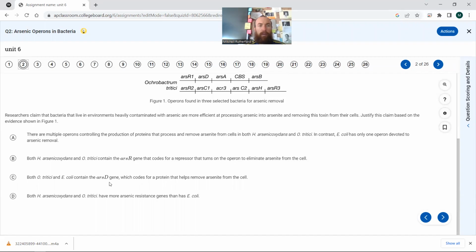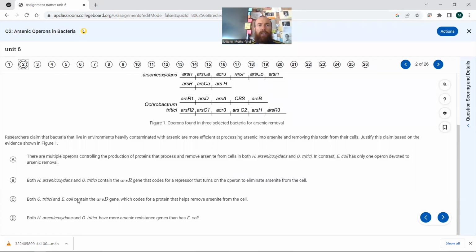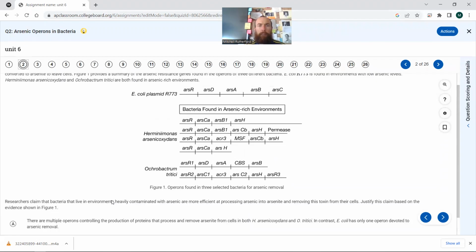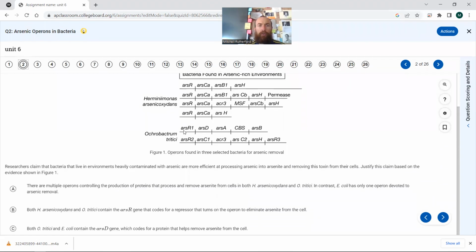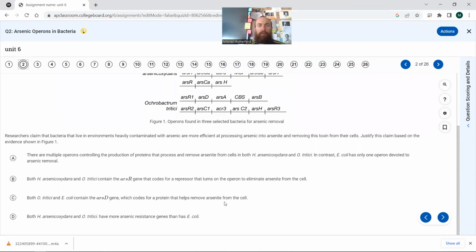C says both of them code for a protein that helps remove arsenite from the cell. Both contain the ARSD gene. So I guess you could look and see the ARSD gene. So that's true. E. coli has ARSD as well, which codes for a protein that helps remove arsenite from the cell.